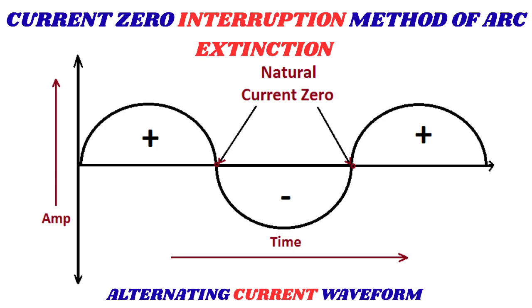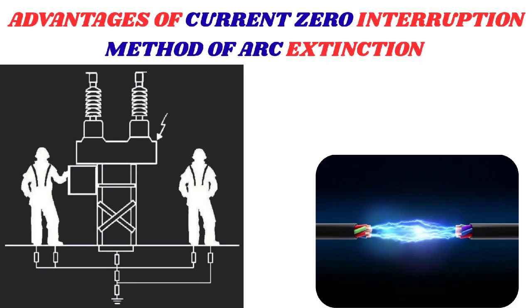When the circuit breaker contacts open, an arc is formed between the contacts. As the AC waveform reaches its natural zero crossing point, the current flowing through the arc momentarily becomes zero. At the current zero crossing point, the arc energy is minimal, and the arc is extinguished. After the arc is extinguished, the circuit breaker contacts must withstand the recovery voltage and prevent reignition of the arc. Now that we have understood the current zero interruption method, let us explore the benefits of this method.